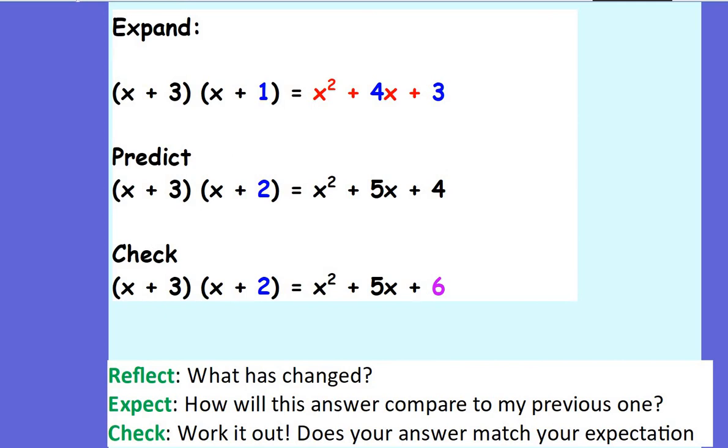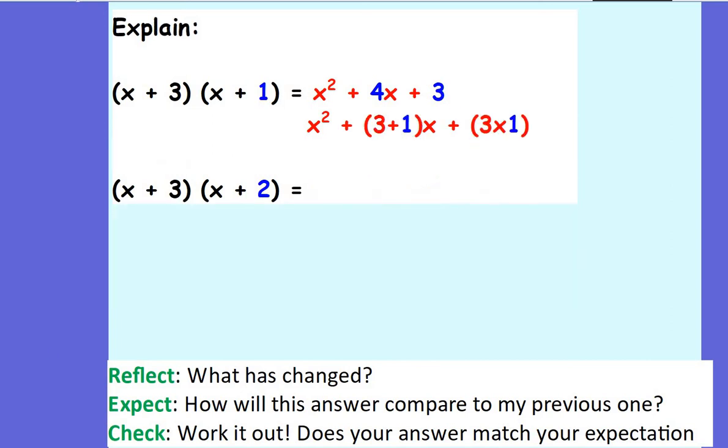However, when I expand it, I find that I get x squared plus 5x plus 6. So the coefficient of x, I was right, it has gone up by 1. But the 3 hasn't become a 4, it's become a 6. But why? We need to look at how we found the coefficient of x and how we found the 3.